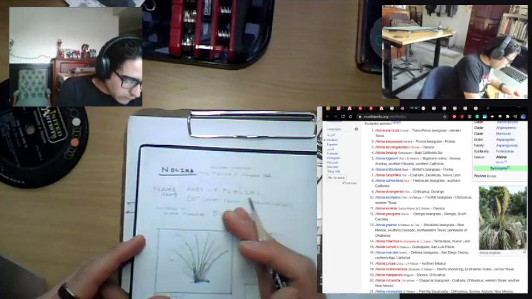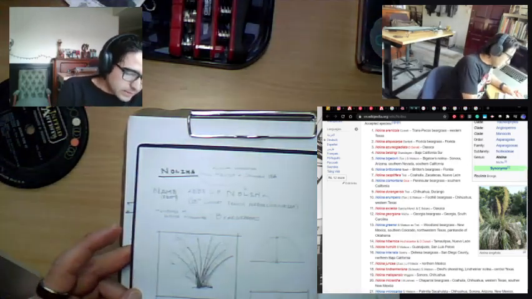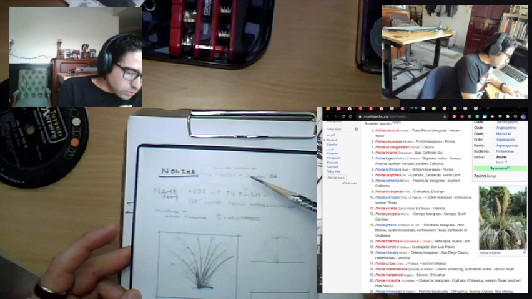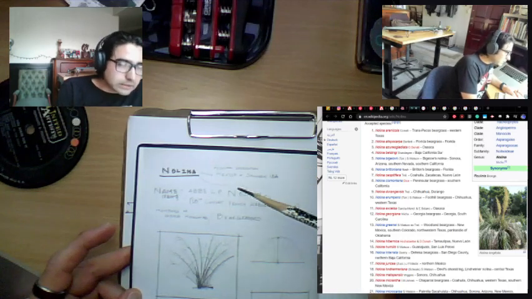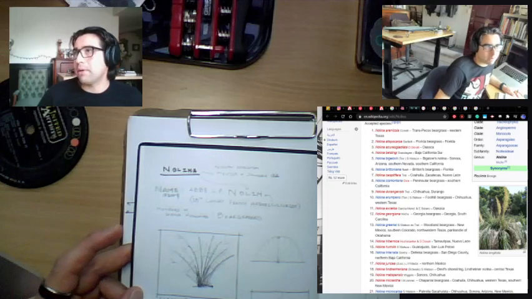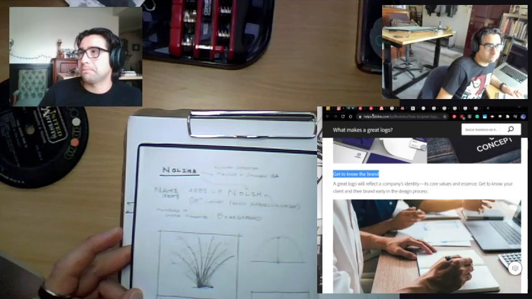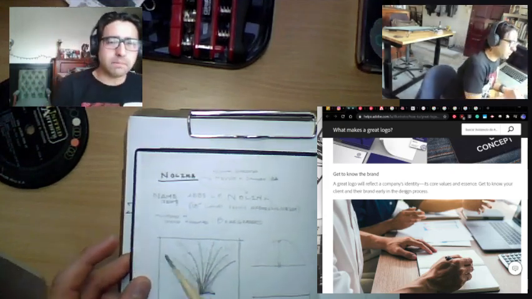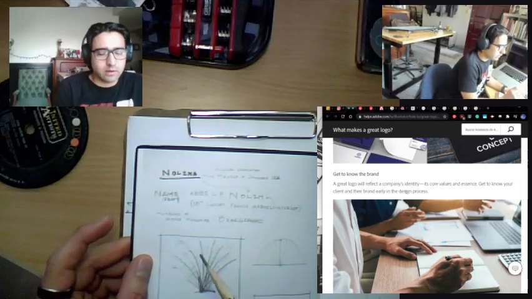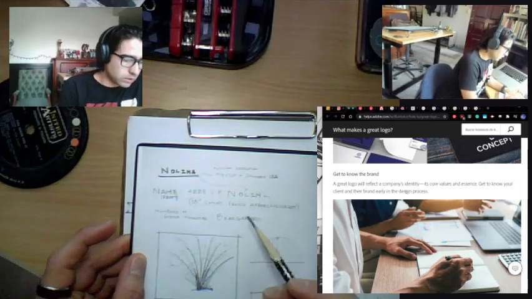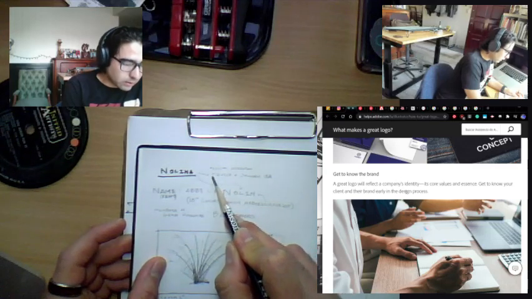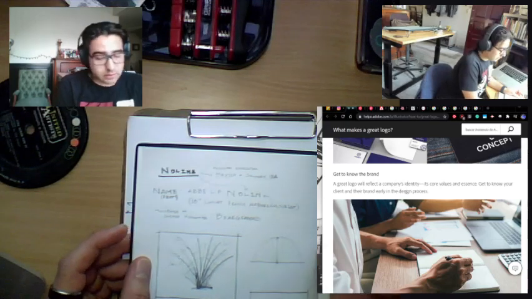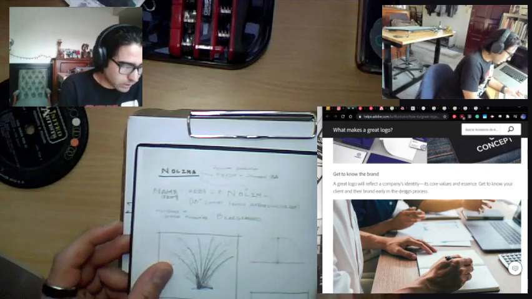I would like each one of you to develop this, what I'm calling this data sheet, with the name of the species and a little bit of context into where it is from. Going back to the article that we're reading, getting to know the brand, in this case, the species. What makes Nolina the species that it is? What makes it unique and special? Again, principally located in Mexico and southern USA. You could say that we're lucky to have it in the southern portion of the United States because apparently the rest does not have it.